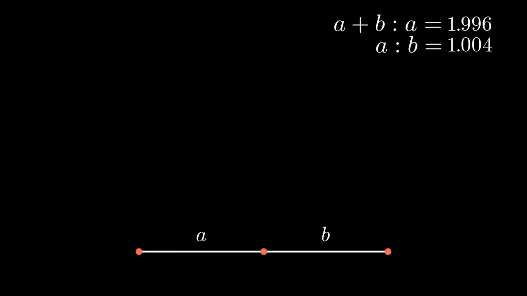Break a line into two separate pieces, with a shorter piece and a longer piece, such that the ratio of the longer to the shorter is the same as the ratio of the whole line to the longer. This ratio is called the golden ratio, or as it was known hundreds of years ago, the divine proportion. This ratio is approximately 1.618, as you can see in the animation. We call this capital Phi.